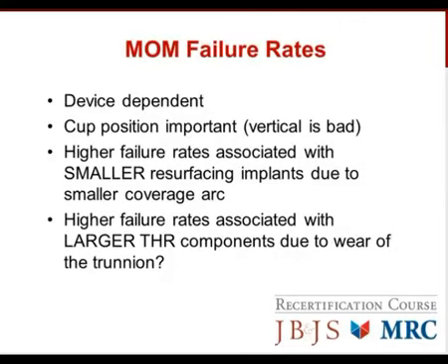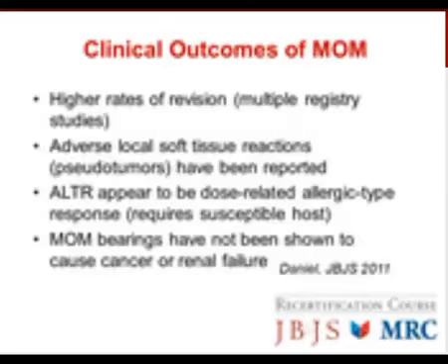Metal-on-metal failure rates have clearly been device dependent. We know that cup position is important, that vertical cups were associated with increased failure rates, potentially due to the edge wear issues, as I just mentioned. When it came to hip resurfacing with metal-on-metal implants, we found higher failure rates with smaller implants, typically female patients. The opposite was true with total hip arthroplasty, where we found that the larger implants actually had a higher failure rate. And this may be due to wear issues with the trunnion and corrosion, which we'll touch on later.